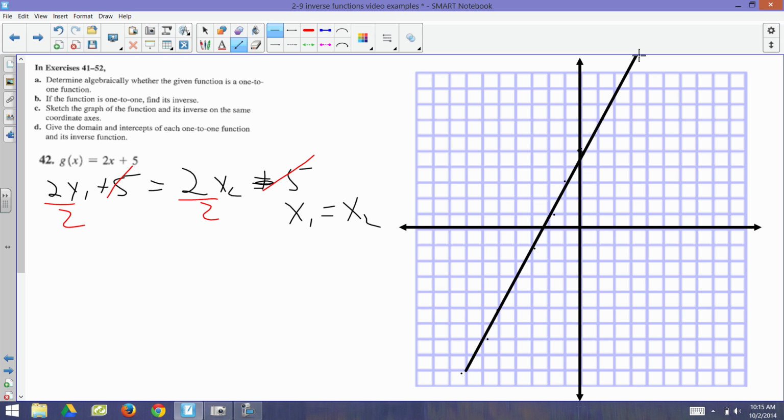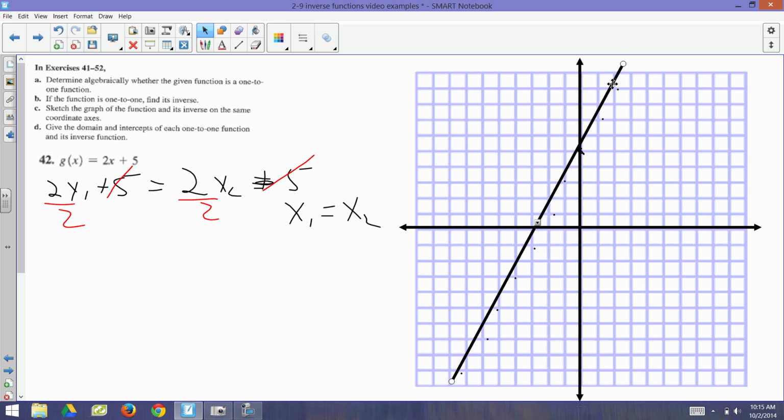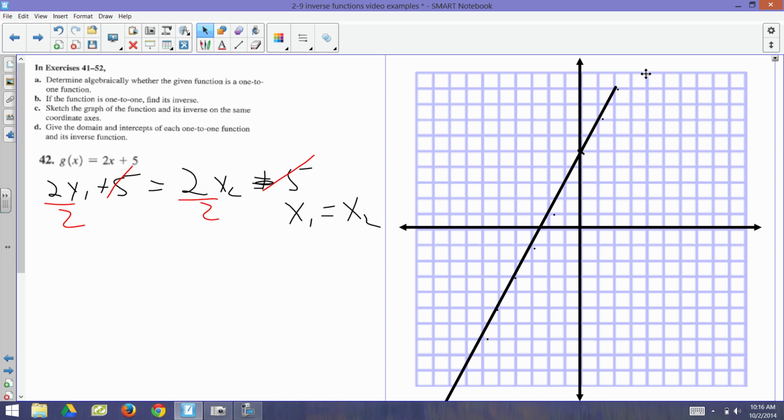Okay. So if I was going to graph that, here I'm going to get a line and do it. It's probably a lot easier. So that's what the graph looks like approximately. Let me get it in the right spot though. Yeah, that's about right. Okay, so that's what the line looks like. Sketch the graph of the function and its inverse. Well, let's find the inverse.